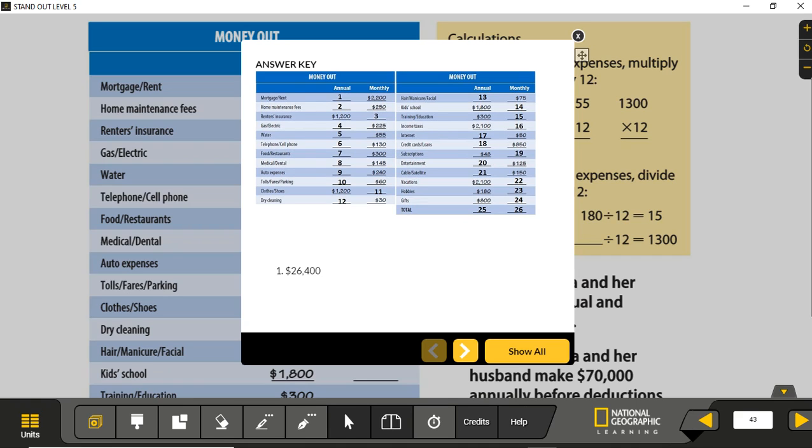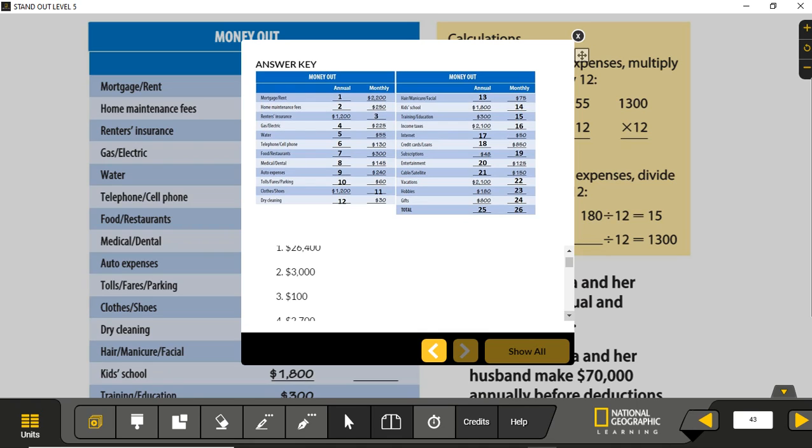Okay. I see. Number 1, number 2. So let's take a look at this. Number 1 is 26,400. Okay. For home maintenance fees, it's 3,000. Okay.